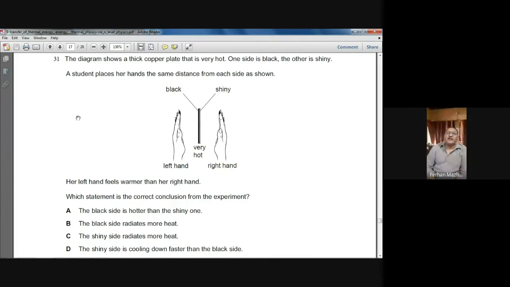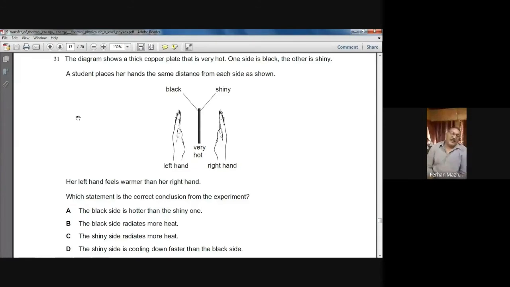You see, her right hand is on the shiny side, so the shiny side is a bad emitter of heat. The left hand is on the black side, and black is a very good emitter of infrared radiation. So what could be the option? Which statement is the correct conclusion from the experiment? The black side is hotter than the shiny one. The black side radiates more heat. Yes, the black side will be radiating more heat. So that can be the answer.